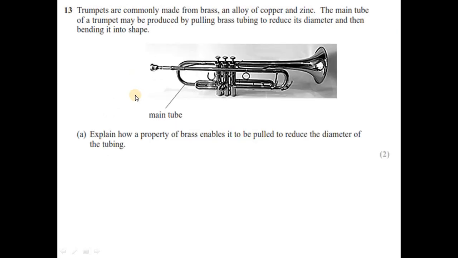Question number 13. Trumpets are commonly made from brass, an alloy of copper and zinc. The main tube of a trumpet may be produced by pulling brass tubing to reduce its diameter and then bending it into the shape. Explain how the property of the brass enables it to be pulled to reduce the diameter of the tubing.